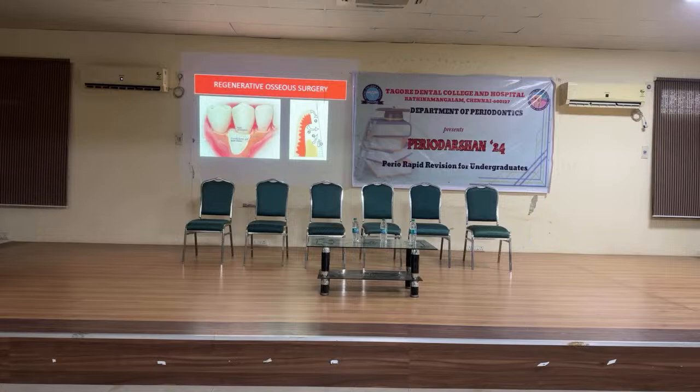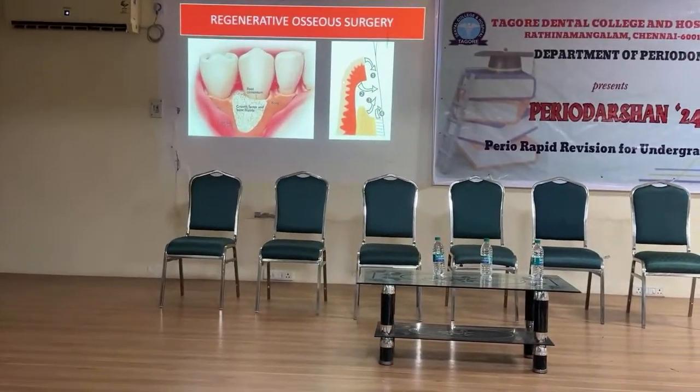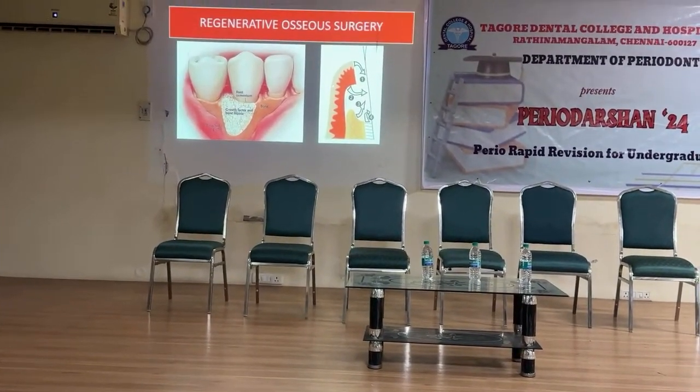What is the second one? Connective tissue. Very good. The connective tissue consists of collagen. It consists of fibers. Okay. Gingival fibers. The fibers are made up of collagen. Right. What is the third one? Alveolar bone. Bone can regenerate. Okay. What is the fourth one? Periodontal ligament. So if it is a regenerative surgery, what are the four elements that can regenerate?